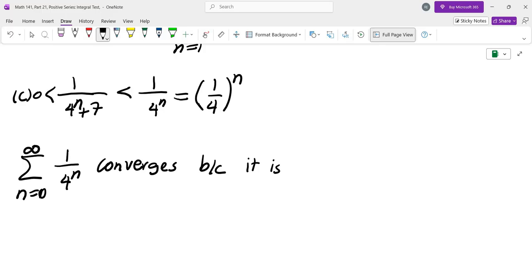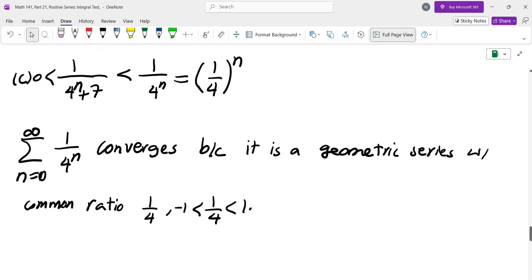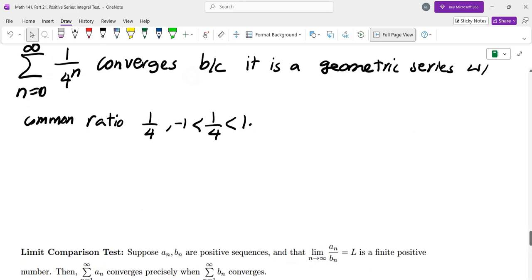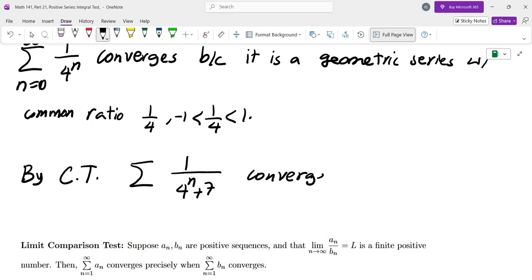because it is a geometric series with common ratio 1 over 4, and 1 over 4 is between -1 and 1. So now, because the larger one converges, the smaller one also converges. Again, you have to make sure that both series are positive. So by the comparison test, the sum of 1 over 4 to the n plus 7 also converges.